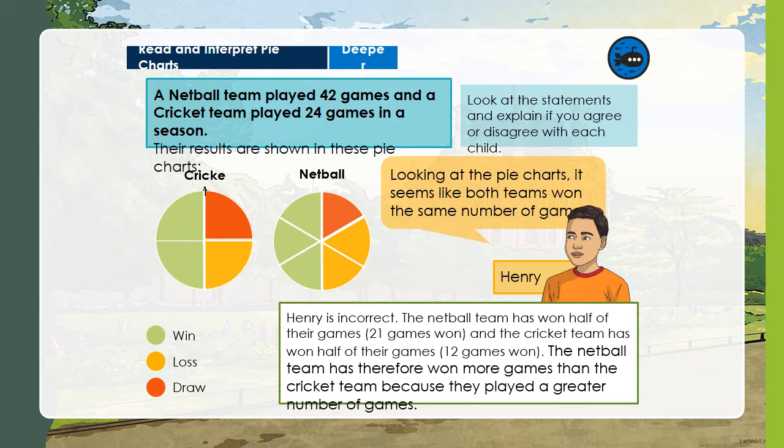The netball team won half their games, which is 21, and the cricket team only won 12 games. Remember, you always need to look at the total number of games, or the total that the pie chart represents, when you're making that comparison.